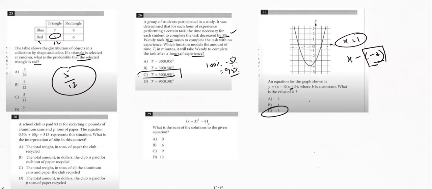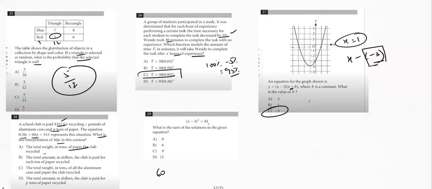Yes. Okay. Next, a school is paid $350 for recycling C pounds of aluminium and 60 dollars for P tons of paper. The equation represents the situation. What is the interpretation of 60P? The total weight in terms of paper recycled, no. P tons of paper. Okay, this is the total amount.